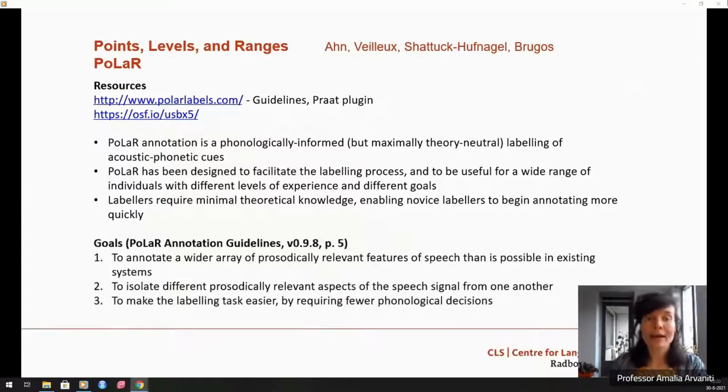The goals of POLAR, as they state them in the guidelines, are to annotate a wider array of prosodically relevant features of the speech signal than is possible in existing systems, to isolate different prosodically relevant aspects of the speech signal from one another, and to make labeling easier by requiring fewer phonological decisions on the part of the annotator. So let's take a look.